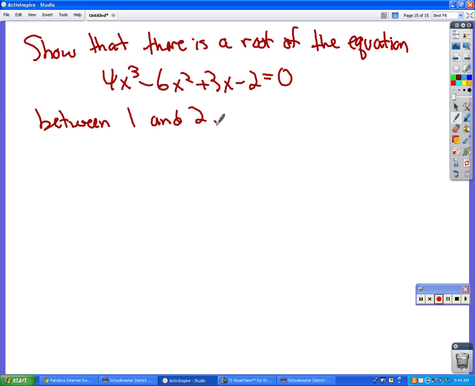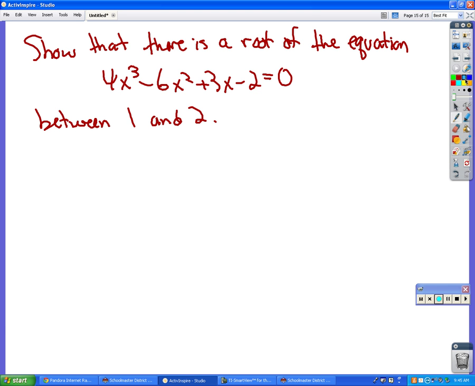Okay, so let's take this fancy equation, 4x cubed minus 6x squared plus 3x minus 2 equals 0. And we're going to use the intermediate value theorem to show that there is a root somewhere in between 1 and 2. Nice. What are roots of an equation, or what do they look like? Where do the roots of an equation occur on the graph? When y equals 0, right? So anytime it crosses the x-axis, when y equals 0, those are the roots of the equation, okay?